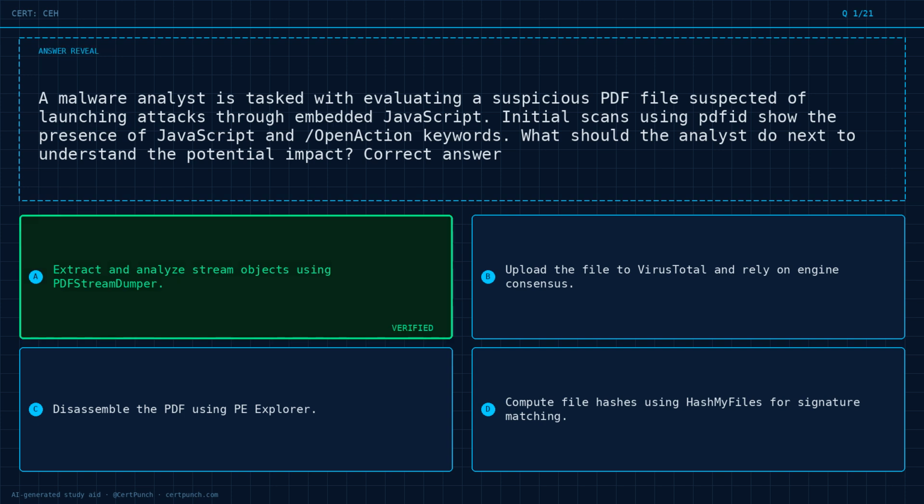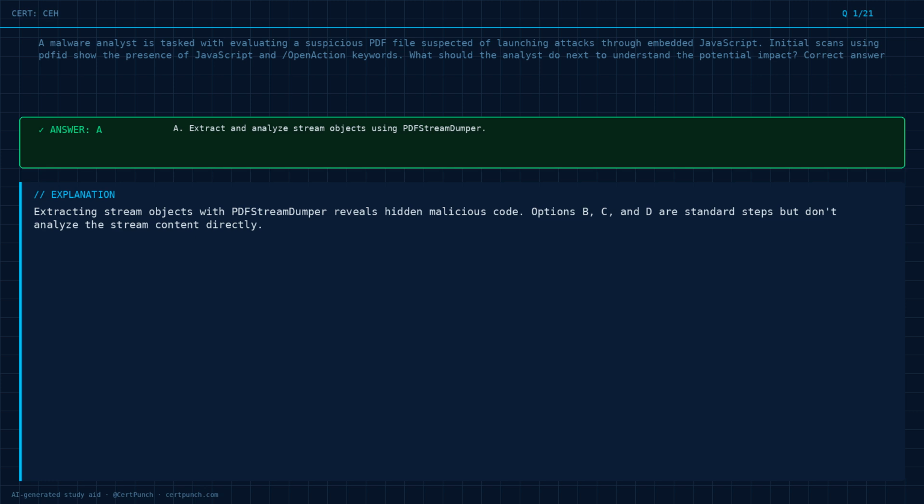The answer is option A. Exam logic: extracting stream objects with PDF Stream Dumper reveals hidden malicious code. Options B, C, and D are standard steps, but don't analyze the stream content directly.